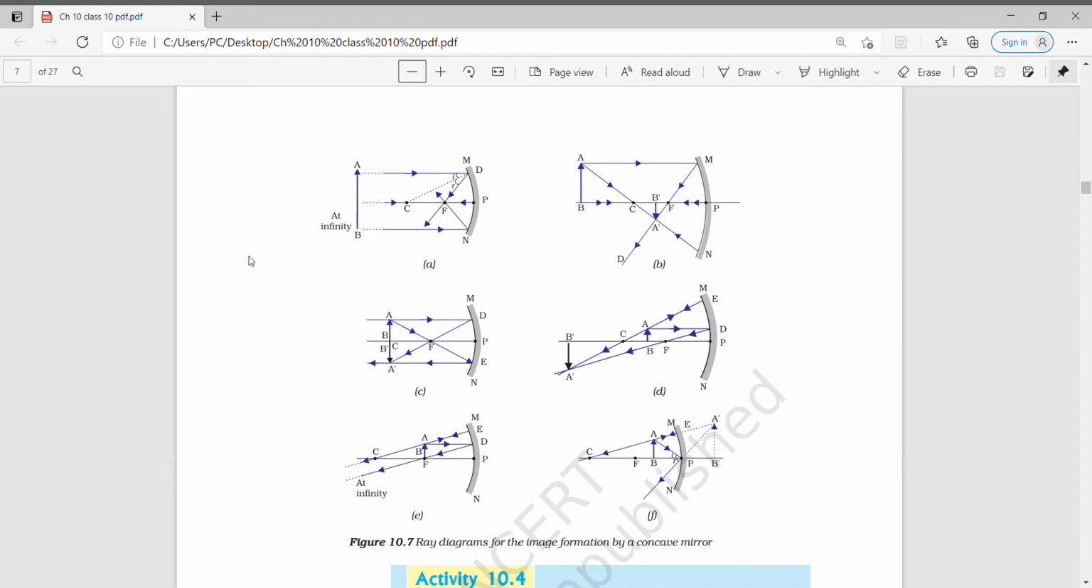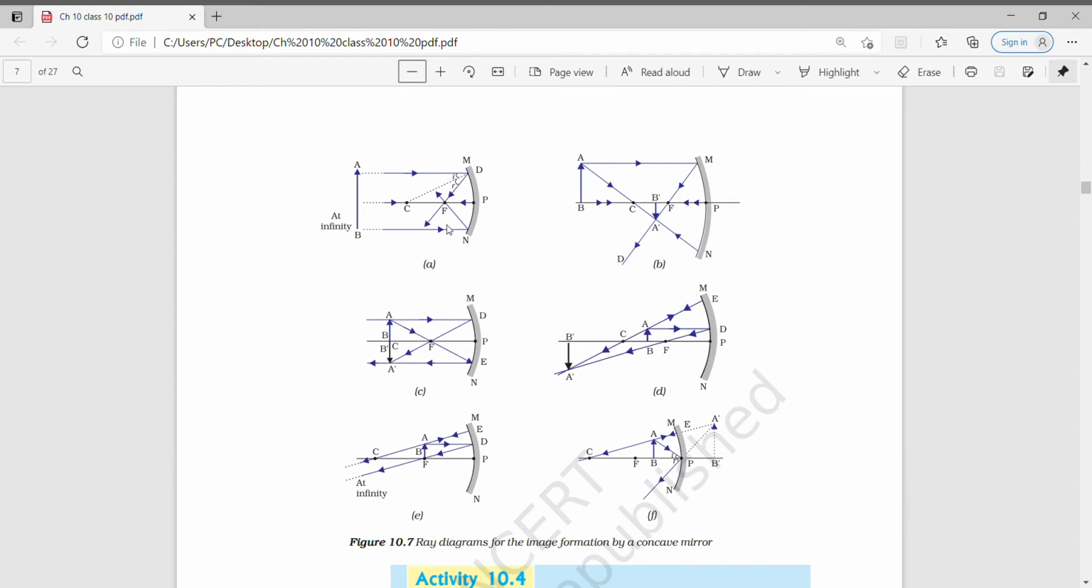Good morning, dear children. This video is related to chapter number 10 of physics, light, reflection and refraction. In this video, I will be giving you some tips to draw ray diagrams and I will be explaining numericals on spherical mirrors. So how to draw the ray diagram? For this, you have to take care of a few important points.